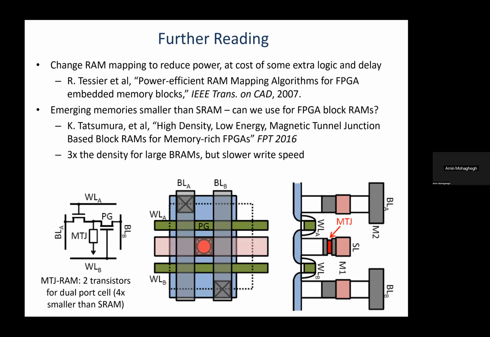Okay. This is further reading. I'll let you think about it. There's a paper on, if you're curious, how would you map to RAMs to minimize power? That's what the first paper does. There are papers on what if we don't use SRAM? This paper is on what if you use magnetic tunnel junctions as your storage instead of SRAM? You can make it work. Your block RAMs get denser, but they do get slower to write. If you're curious, you can go read these. Maybe they'll go into your term paper.